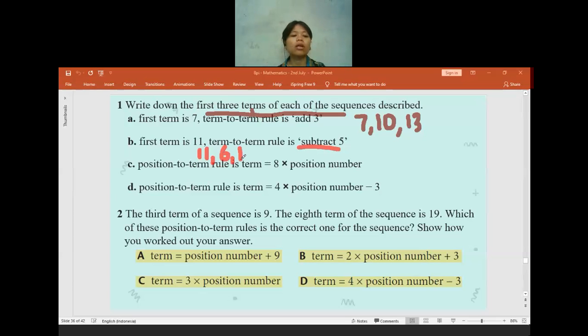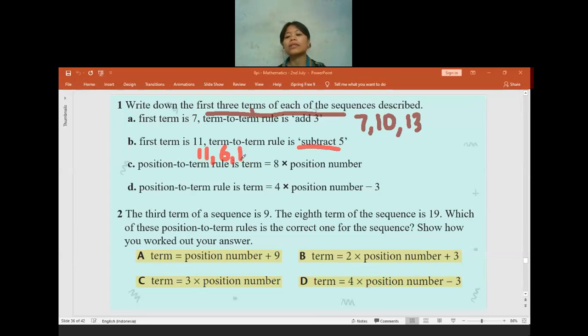No? Okay. If no one is confused, let us continue to question C. What is the first term? We already have the position to term rule. The position to term rule is 8 times position number. Because we are going to find the first 3 terms, it means we need to find the first, the second, and the third. The position number we can replace with any number of whatever term we are going to look for. Because we are going to find the first, second, and third term, we can replace the position number with 1, 2, and 3.